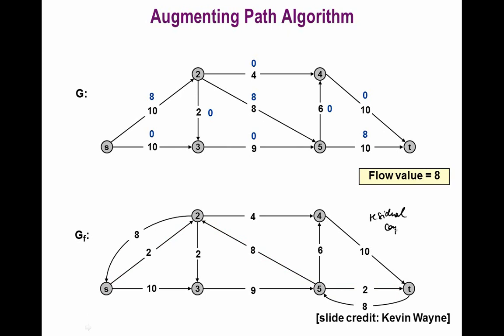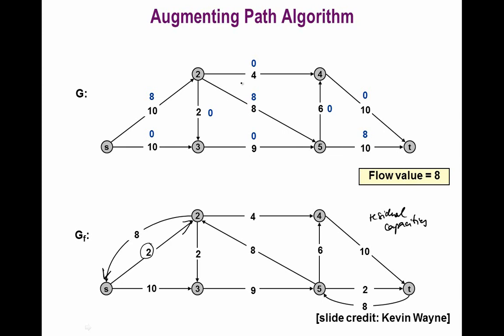The residual capacities. And you see what I just showed. So now we still have 2 slots left to send flow in this direction, but up to 8 slots to send something in the opposite direction.